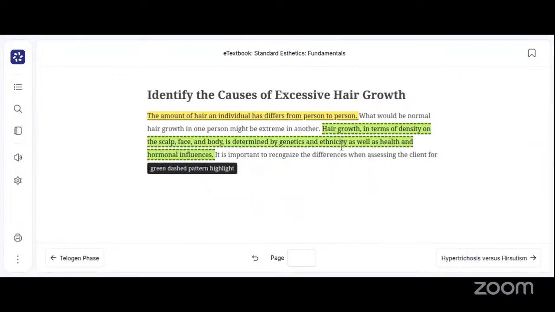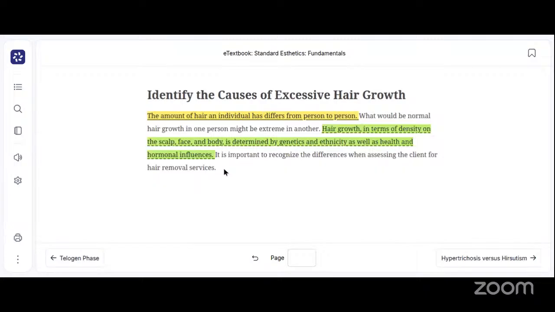Here's what we're talking about. Hair growth is determined by density. Density is the amount of hair per square inch. Never forget that. The amount of hair per square inch. And then genetics, your DNA. You get it from your mama, you get it from your daddy, and ethnic background, as well as health and hormonal influences. So a lot of things play into why your hair is the way it is, from curl to color to texture. Do not downgrade and say that it's one thing, because it could be a multitude of others of why someone loses their hair.